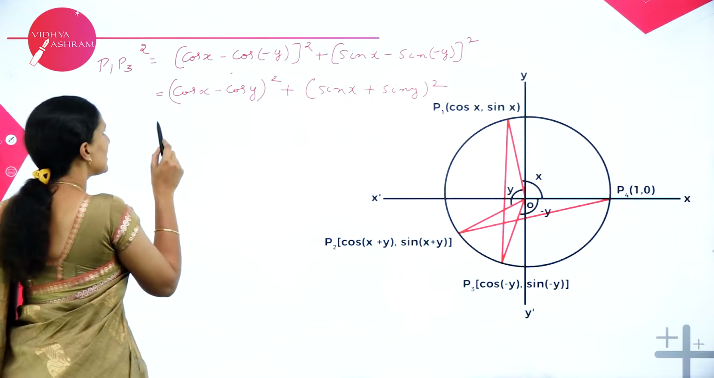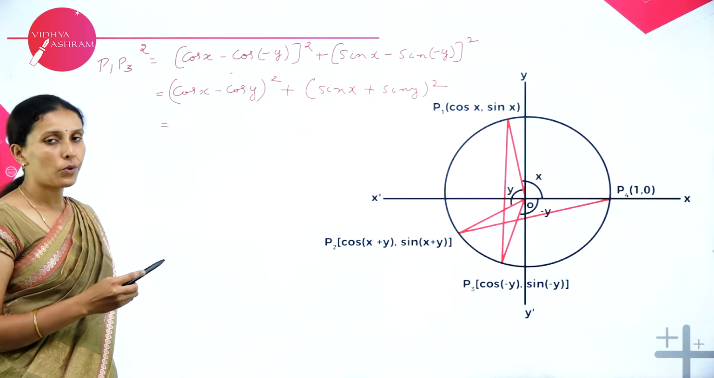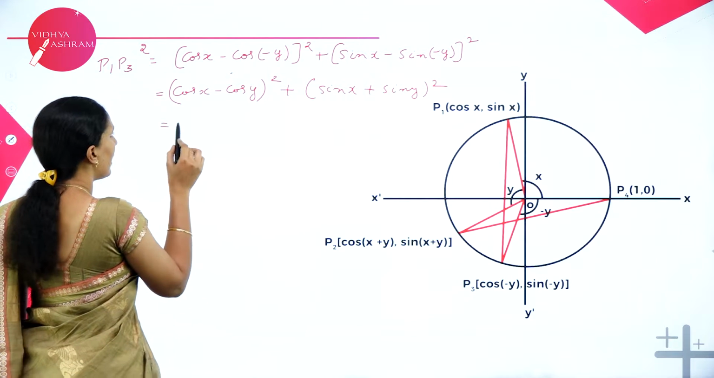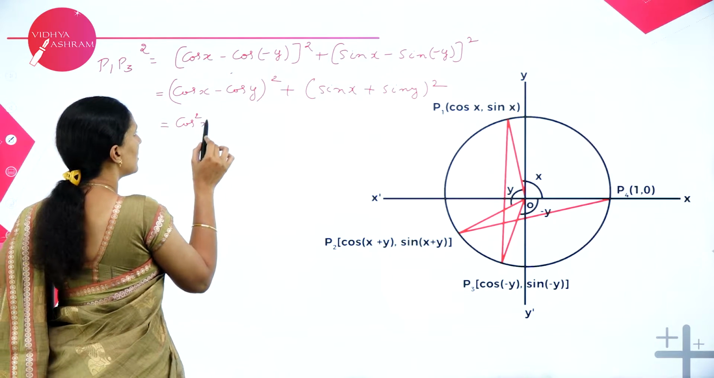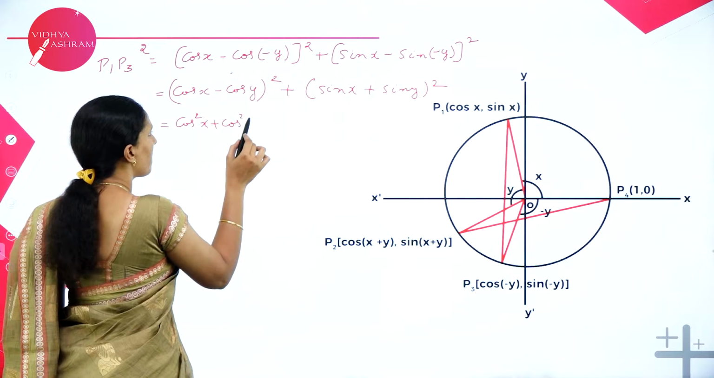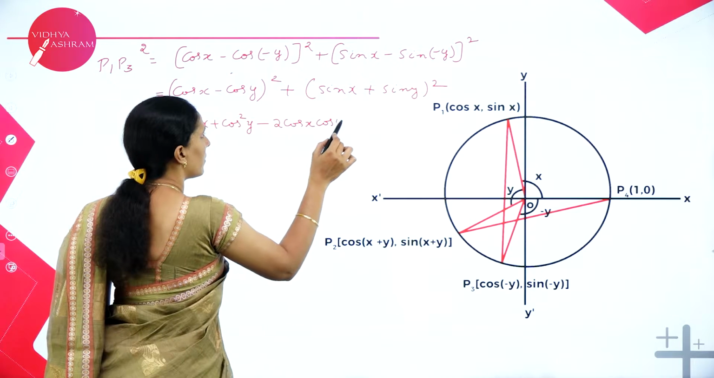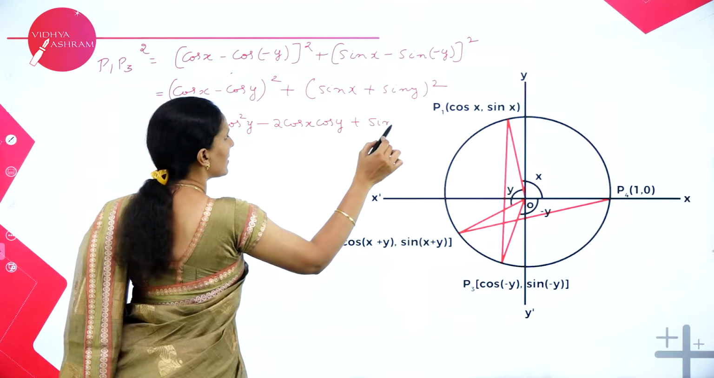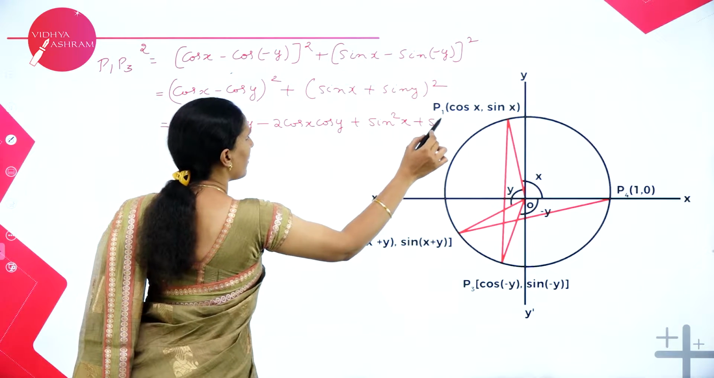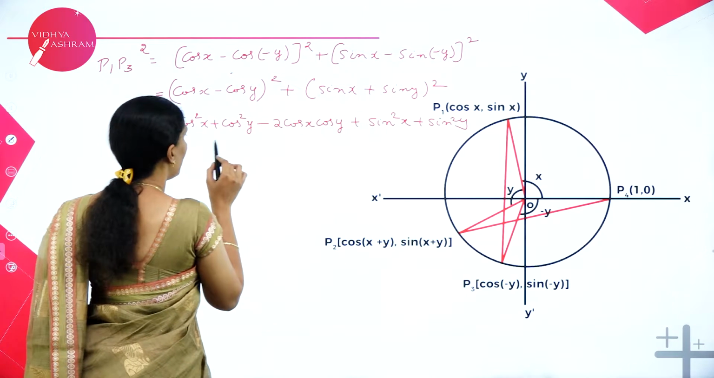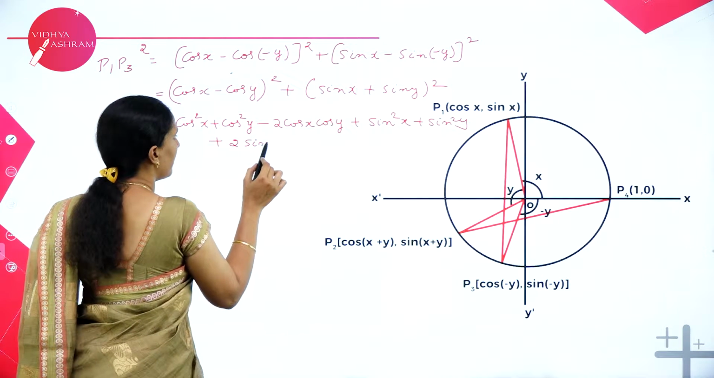So using the algebraic identities (a minus b) whole square and (a plus b) whole square, we can write here cos square x plus cos square y minus 2 cos x cos y, plus sin square x plus sin square y, plus 2 sin x sin y.